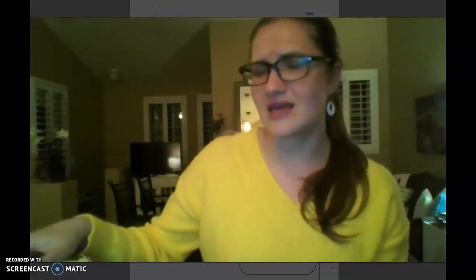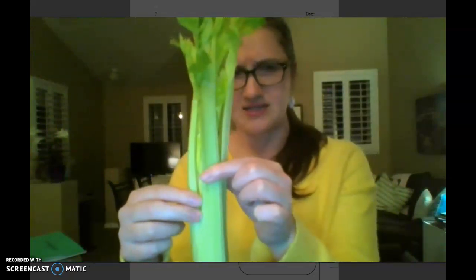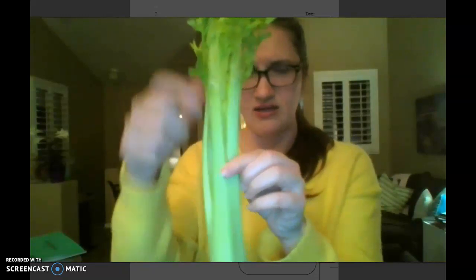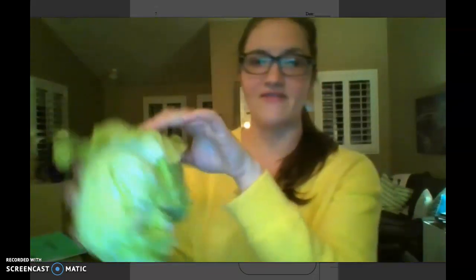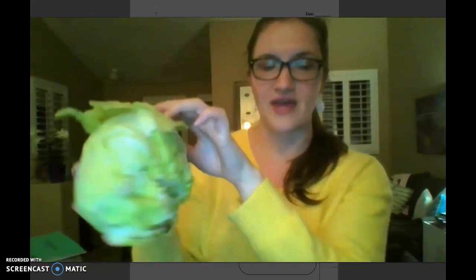Now, which part of the plant do you think is celery? Notice what celery does. It stands tall. Okay, celery is a stem. And we'll talk more about what a stem does tomorrow as well. And finally, we have lettuce. So if a carrot is a root and celery is a stem, what's lettuce? It's the leaf. Okay, lettuce is a leaf that you are eating.